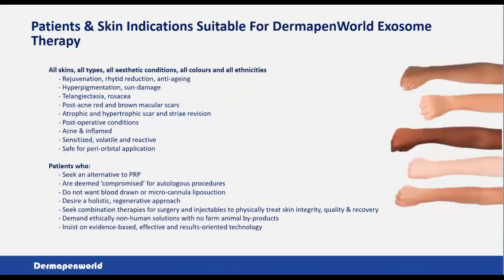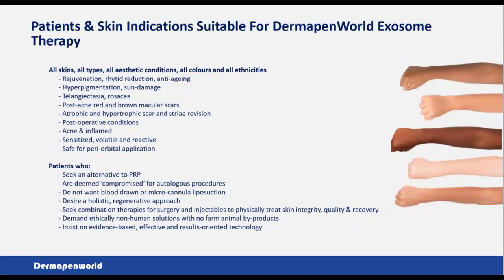The tolerability, and the actual indications: all conditions, all colors, all ethnicities. So we're treating rejuvenation, anti-aging, hyperpigmentation, telangiectasia, rosacea, atrophic and hypertrophic scarring, post-operative, acne, inflamed, sensitized and volatile skin. Because as we said earlier, these are chemical messages sent from every single cell to target a specific condition, and this is what the cell will be looking for, a specific condition that can help them to treat these particular concerns.